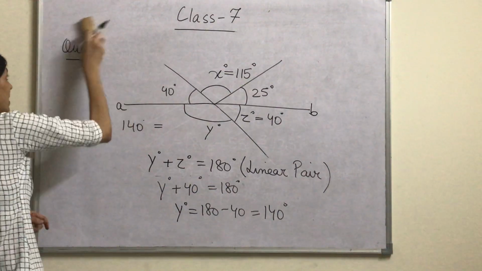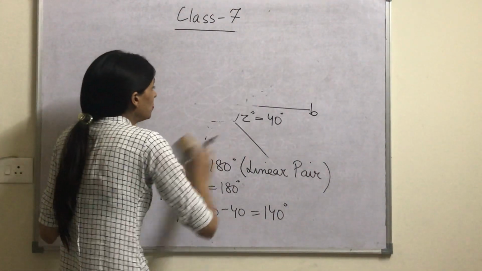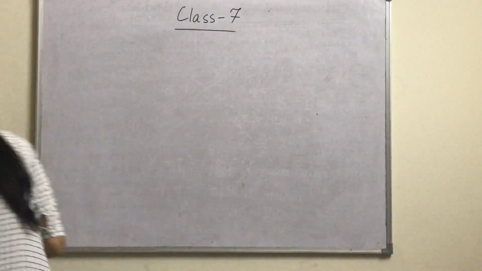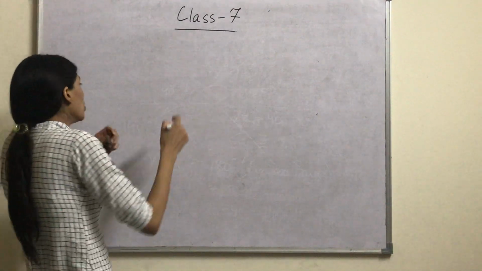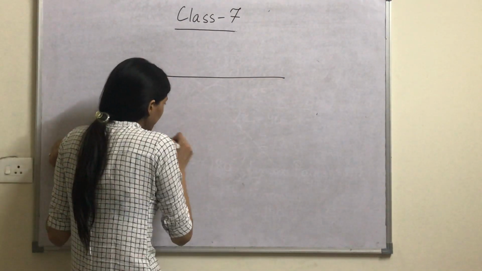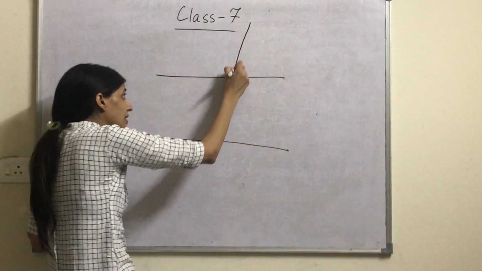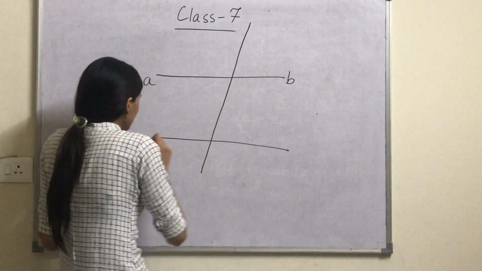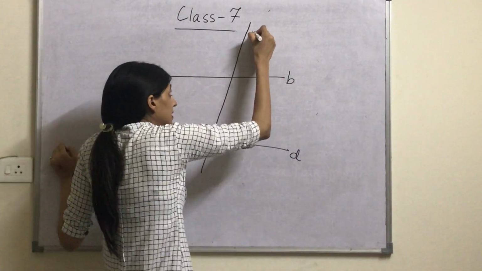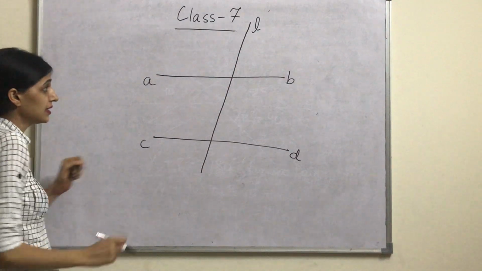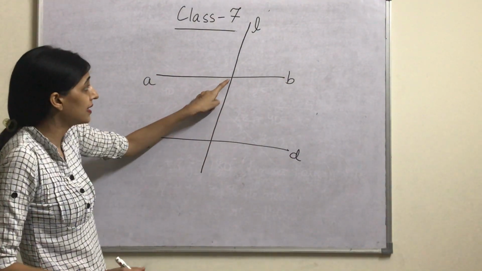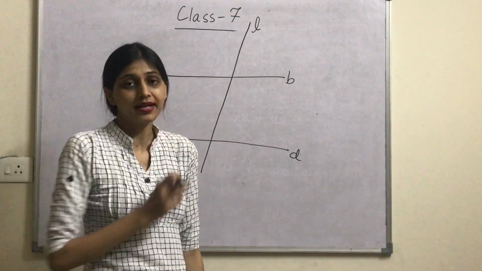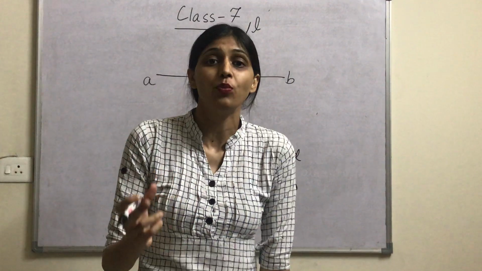Now what you need to understand after this is a new concept, that is, what do you mean by a transversal? Whenever two lines are given to you and a line cuts them at two distinct points. Suppose these two lines are given to you and this L is the transversal that cuts these two lines at this point and this point. So this is the transversal that cuts two lines at two distinct points.